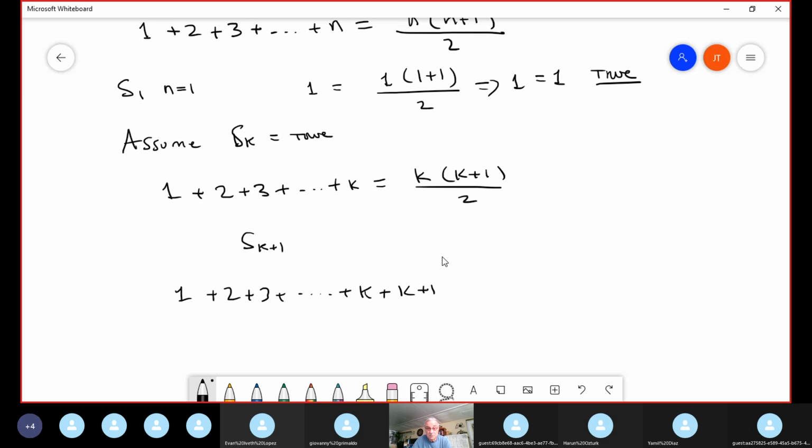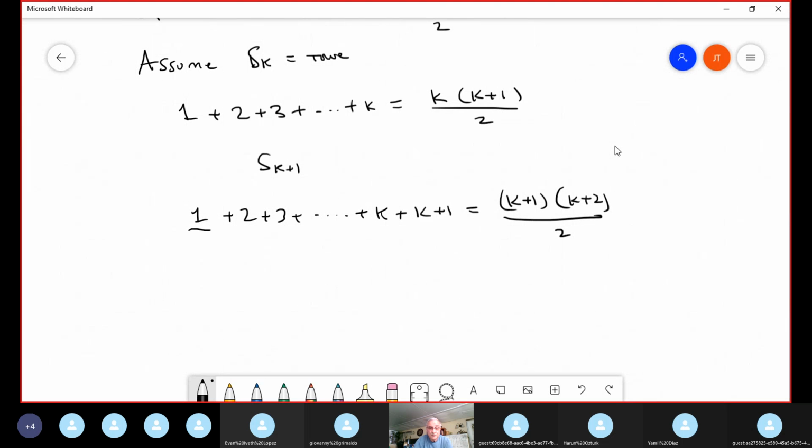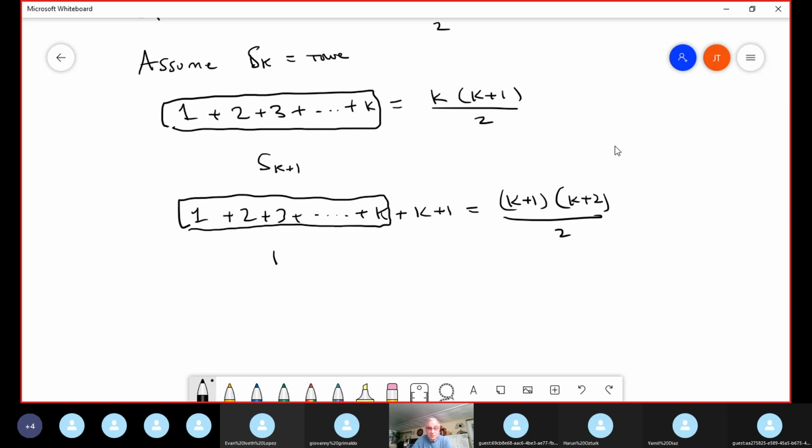No? On the right-hand side, you replace k with k plus 1. So k plus 1 times k plus 1 plus 1, which is k plus 2, divided by 2, no? But remember the assumption that this part is exactly the same as this part. It is equal to k times k plus 1 over 2 plus k plus 1, equal to k plus 1 times k plus 2 divided by 2.